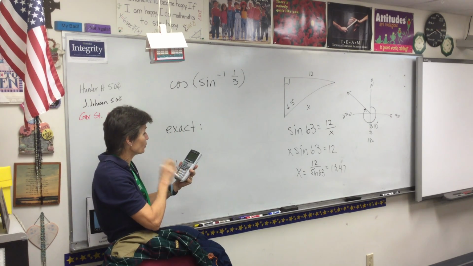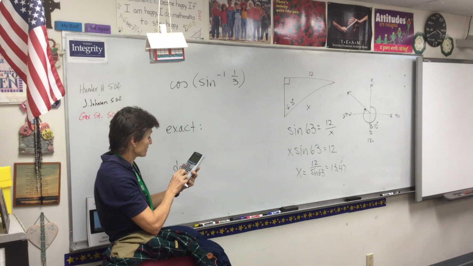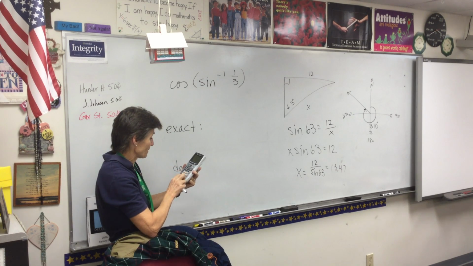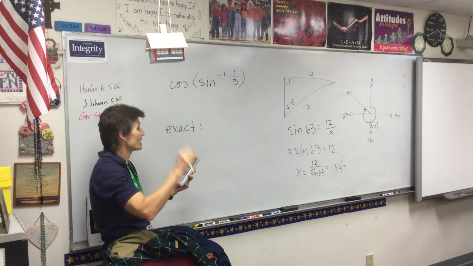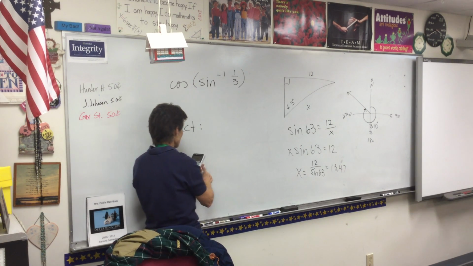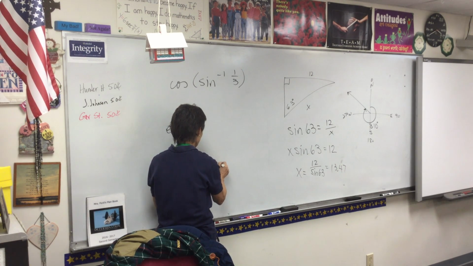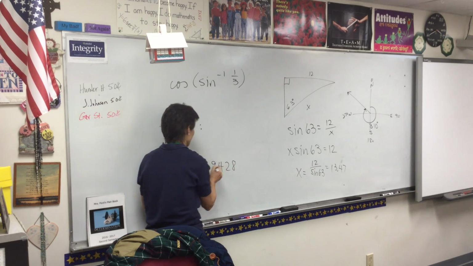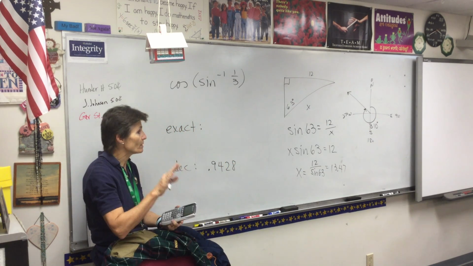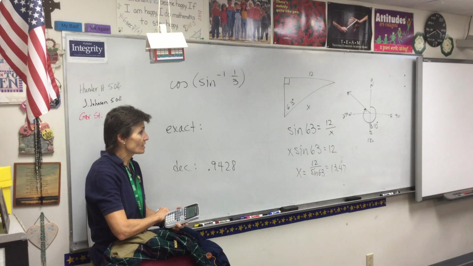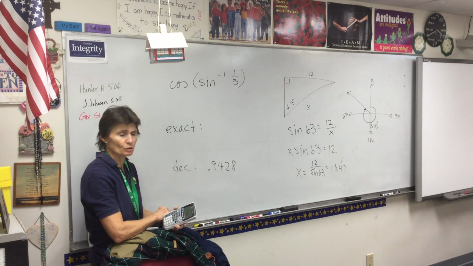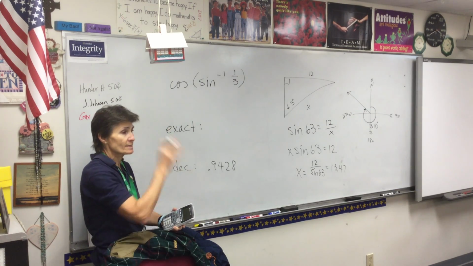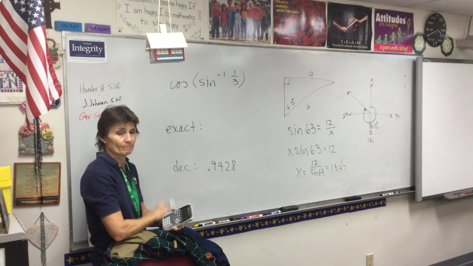So you just type cosine, second sine, 1 divided by 3. You don't have to put anything else in. Cosine second sine 1 divided by 3, and the decimal answer is 0.9428. That's it. That is so easy. Don't think you have to type in anything like parentheses or equals. Don't. Just type cosine second sine 1/3. Done.